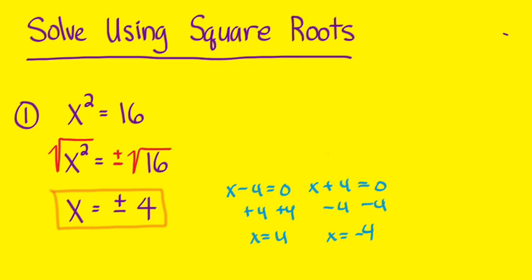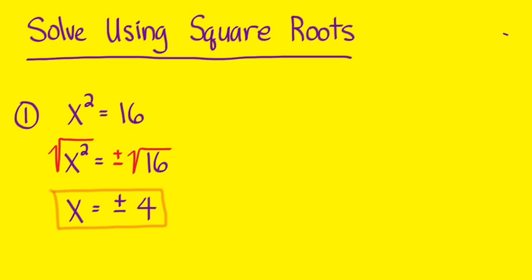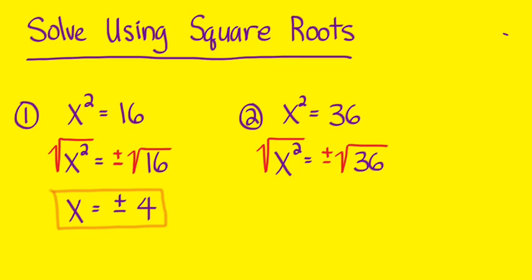So these are the shortcuts. As long as we understand the concept of square rooting and that there's a positive and negative version, it's a shortcut. Let's take a look at this one. Mental math here. If I square root both sides, what am I going to get? Yeah, I think you're right. Plus or minus 6.